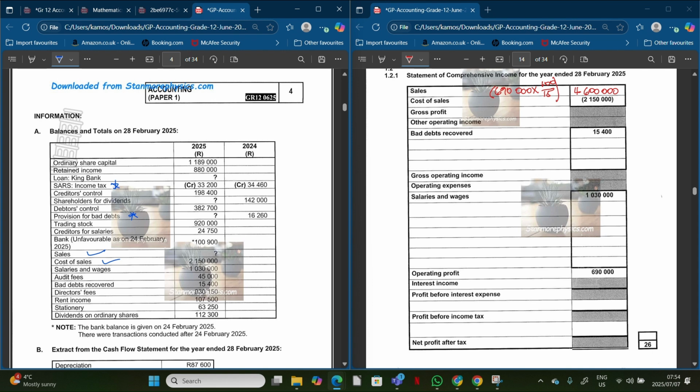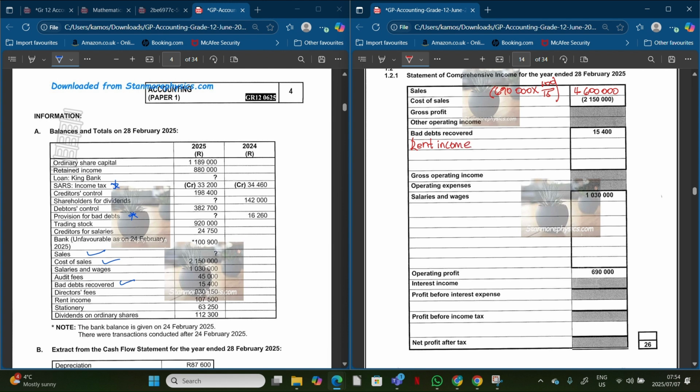Bad debts recovered. It depends, right? Obviously, for this one, bad debts recovered is an income because bad debts are recovered, meaning that people that we thought were not going to pay have paid. We are given the amount there, so there's no need for us to record it. So the first income we're done with. Director's fee, expense. Rent income, we have it there. So the first one that we're going to have is rent income.